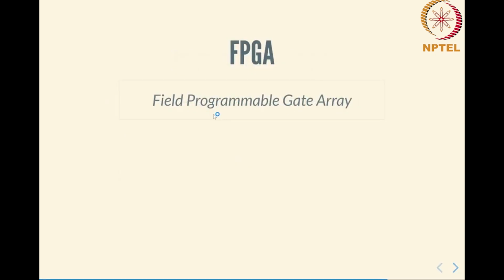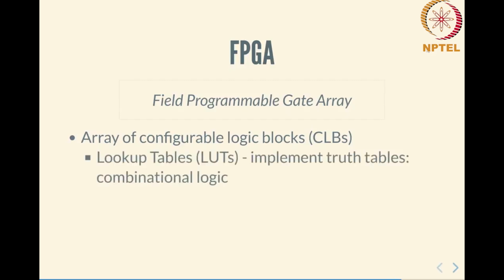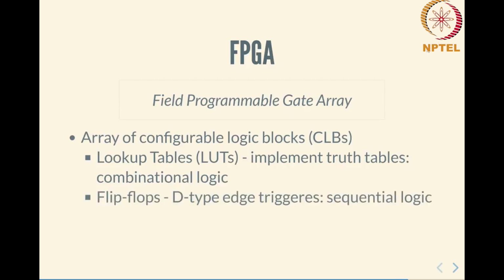So how do we design hardware? This is where the FPGA comes in. An FPGA is something called a field programmable gate array. You can think of it as just an array, a two-dimensional grid of configurable logic blocks, where a logic block essentially has two parts. One is a lookup table, which you can think of as basically the truth table of a Boolean function and can implement any kind of combinational logic. The second part is a flip-flop, or a D-type edge-triggered flip-flop. This is used to implement sequential logic that is used inside any kind of sequential hardware design.